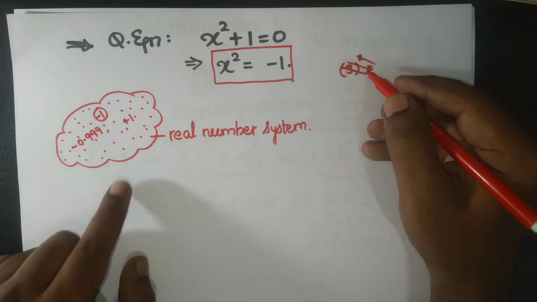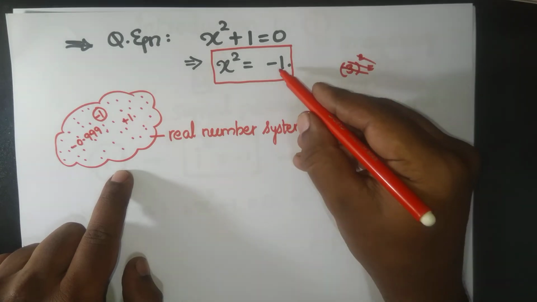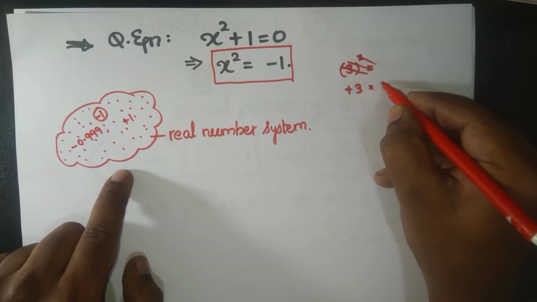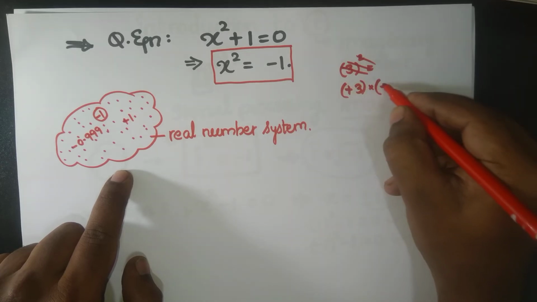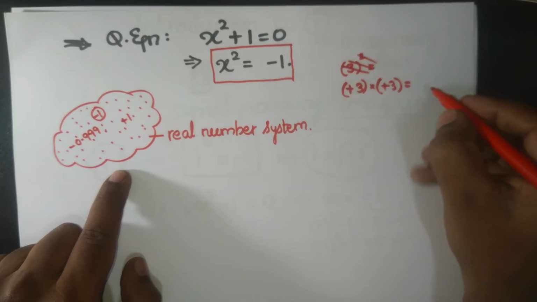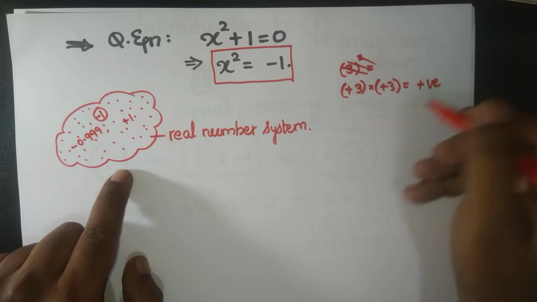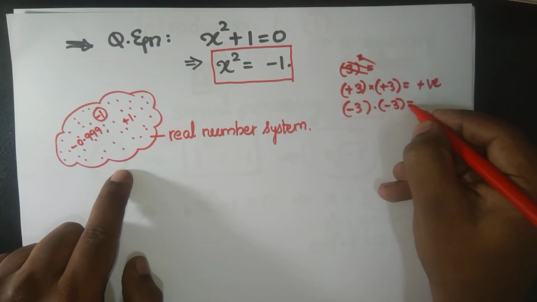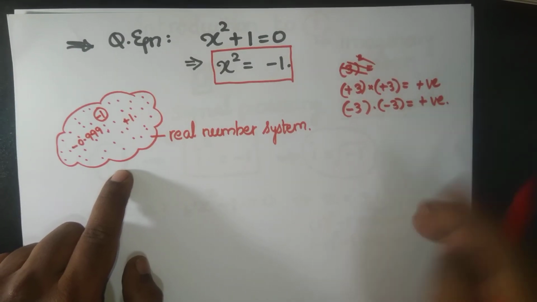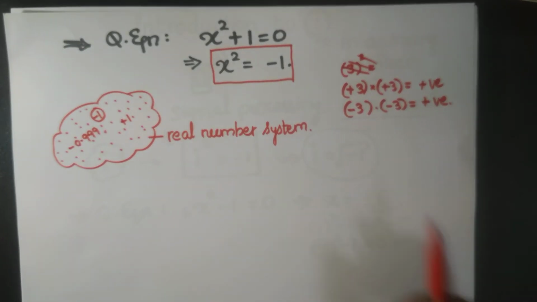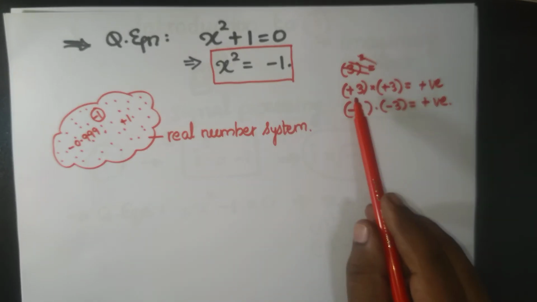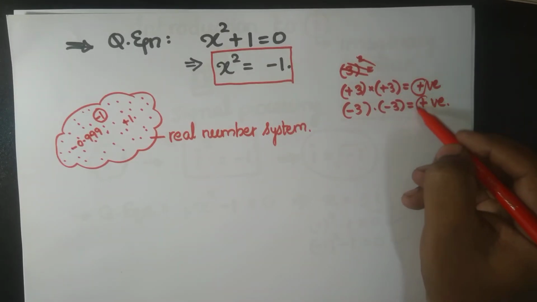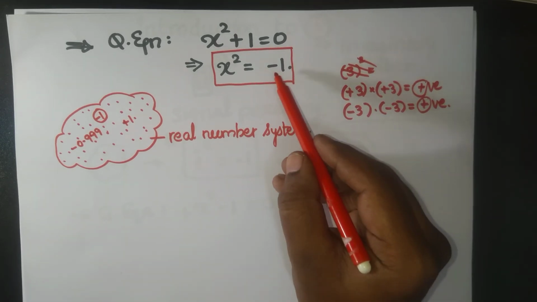We are trying to focus on whether or not we get a positive sign on the right hand side. If I take +3 multiplied by +3, you get a positive value, +9. And -3 multiplied by -3, again you get positive. So when you square the same number, whatever the sign, the moment you square it, you always get a positive number. But we must be able to get a negative number here.